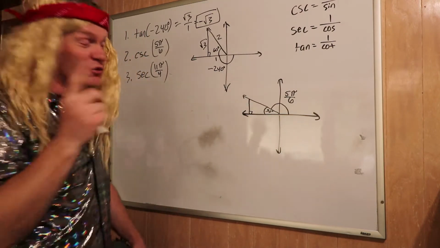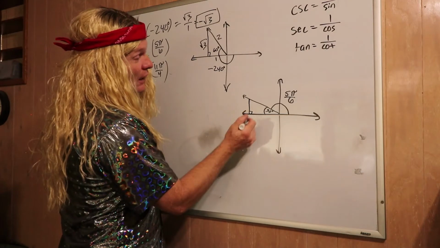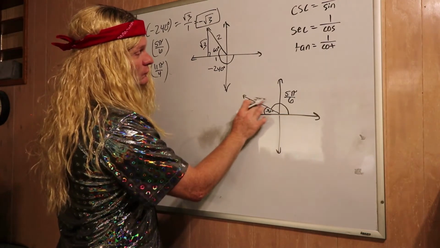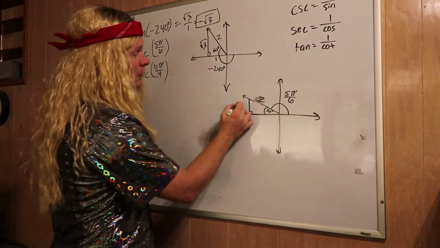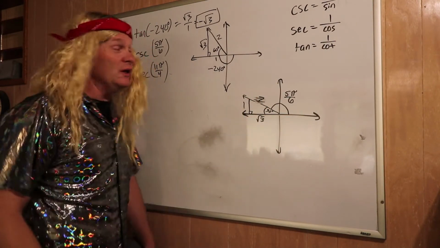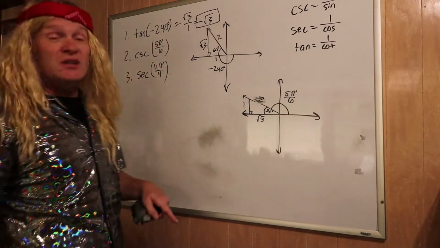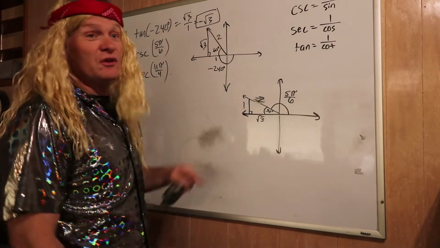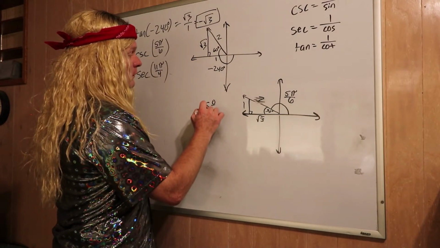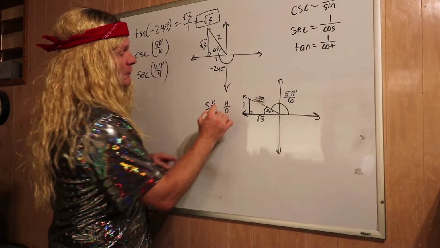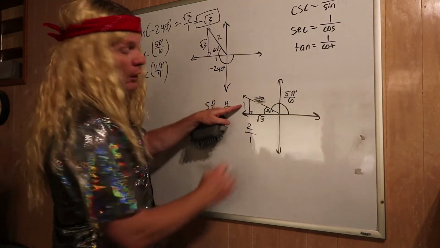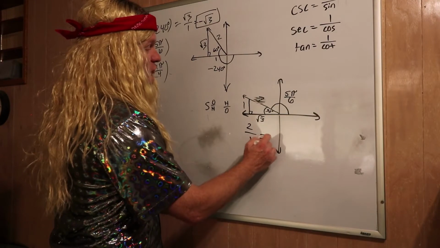Well, guess what? That's another one of them special triangles. So 30, 60, 90. The hypotenuse is 2. Short side is 1. Long side is square root of 3. We are looking for cosecant, which is the opposite of sine. So we're looking for hypotenuse over the opposite. So that would be 2 over 1, which is just 2.